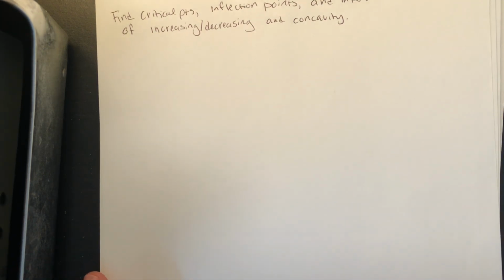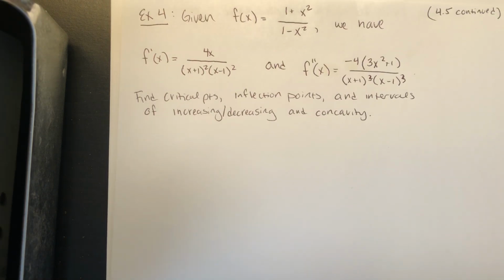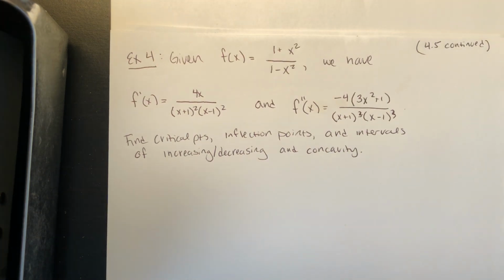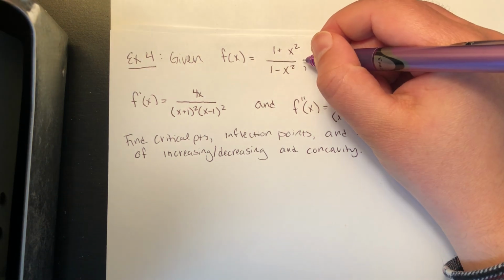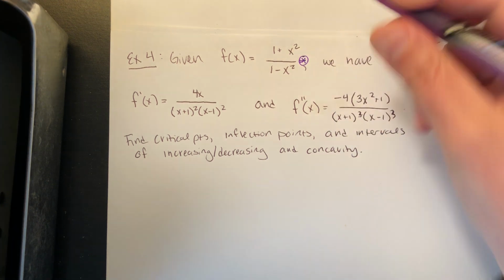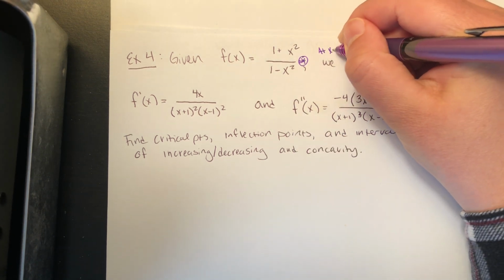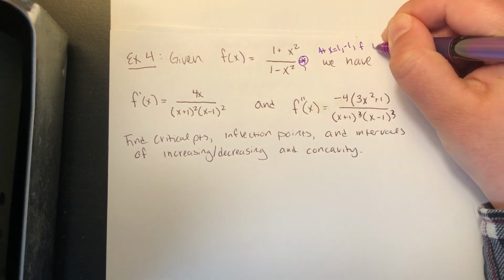We're going to do the same thing here where we try to figure out critical points, inflection points, and intervals of increasing and decreasing and concavity based on this particular function here. Now I've gone ahead and actually found f prime of x and f double prime of x for you and even simplified them so it's a little bit easier to determine where those critical points and possible inflection points would be. But maybe it's worth pointing out right from the start, this function here, f of x, is going to be undefined at x equals 1 and at x equals negative 1.